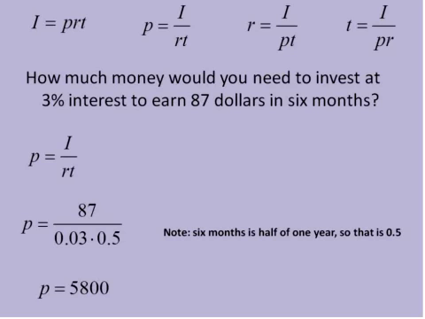87 divided by 0.03 times 0.5 will give us 5,800. So you would need to invest $5,800 at 3% interest to earn $87 in 6 months.